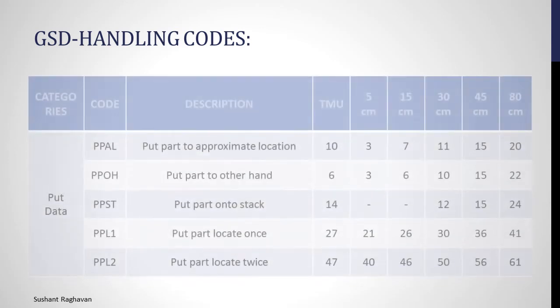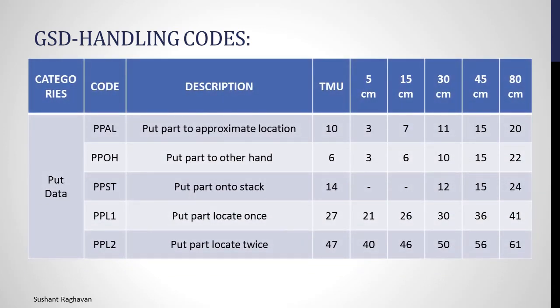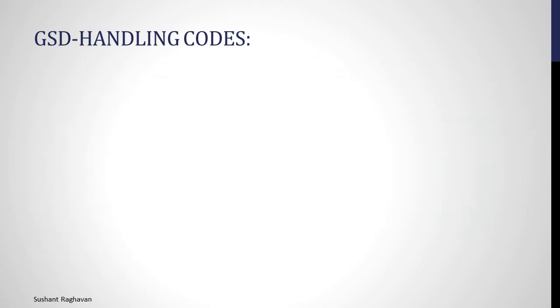GSD handling codes. Put data. PPAL, put part to approximate location, TMU 10. PPOH, put part to other hand, TMU 6. PPST, put part onto stack, TMU 14. PPL1, put part locate once, TMU 27. PPL2, put part locate twice, TMU 47.